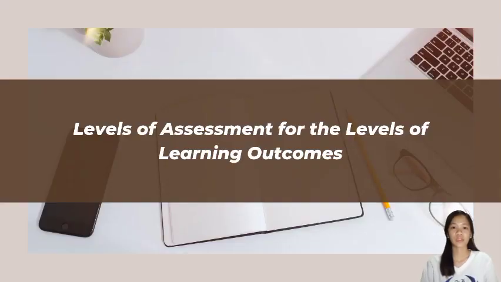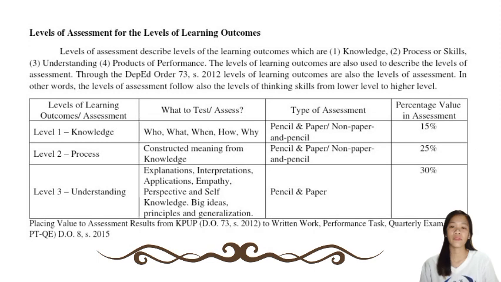So now, let's proceed to the levels of assessment for the levels of learning outcomes. Levels of assessment describe levels of learning outcomes, which are first, the knowledge, second, the process or skills, third, the understanding, and fourth, products or performance. So the levels of learning outcomes are also used to describe the levels of assessment. Through DepEd Order 73, series of 2012, levels of learning outcomes are also the levels of assessment.